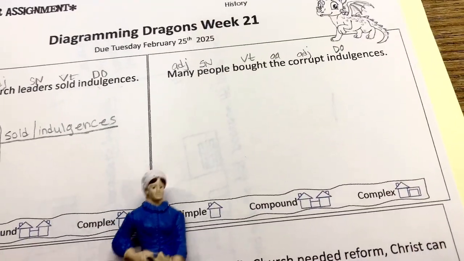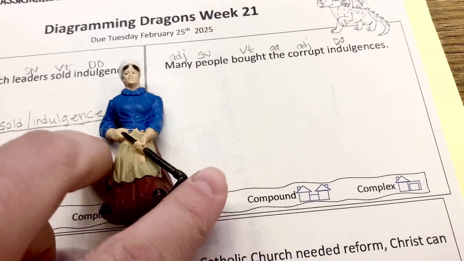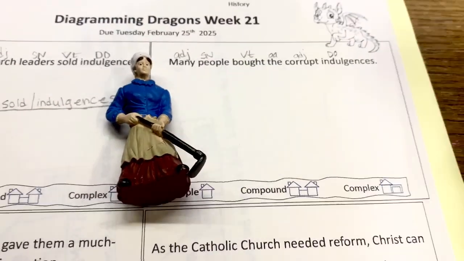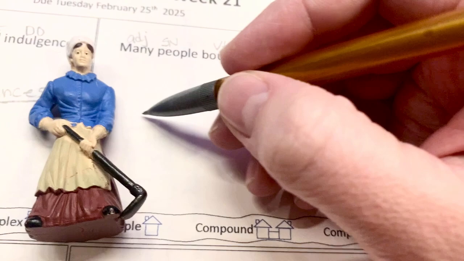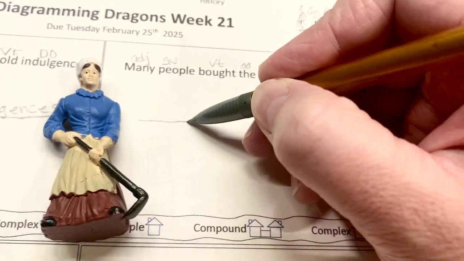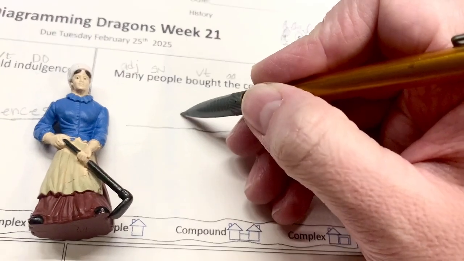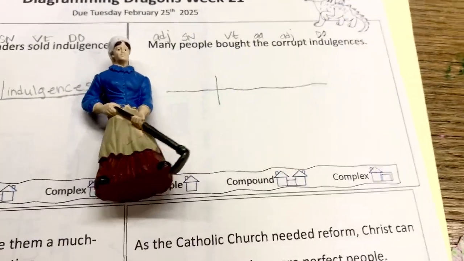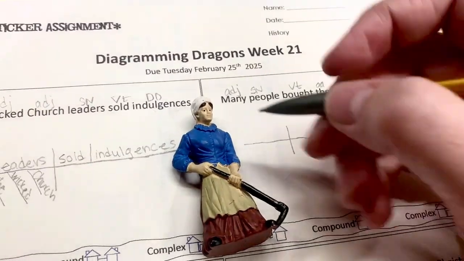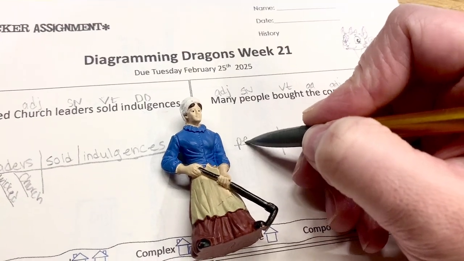Okay, let's see here. Where were we? Oh, we got everything mapped out. Let's go ahead and draw this. Ooh, very good. People.